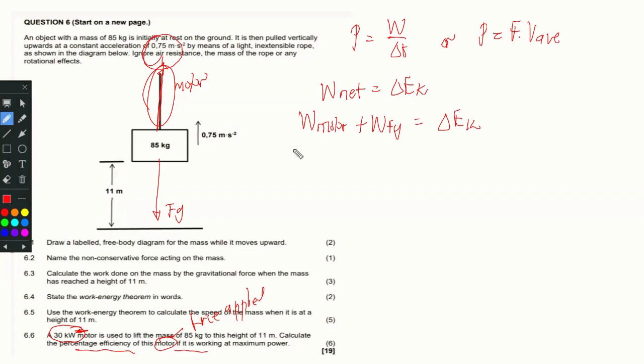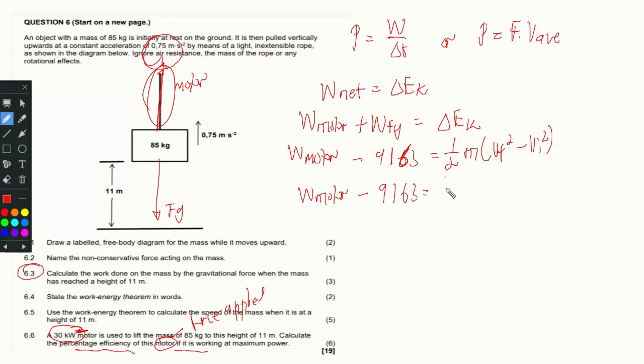So work done by the motor, we don't know. But then we did calculate the work done by FG somewhere. And then we got what was the value? Negative 9,163 joules, right? So if you have kept it from this question here, 5.3, which is why I'm saying it's crucial that you actually get to write these questions. So half m and then vf squared minus vi squared. Okay, so now we have work done by the motor minus that 9,163 is half.